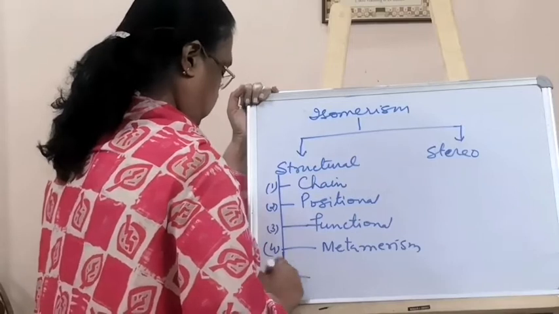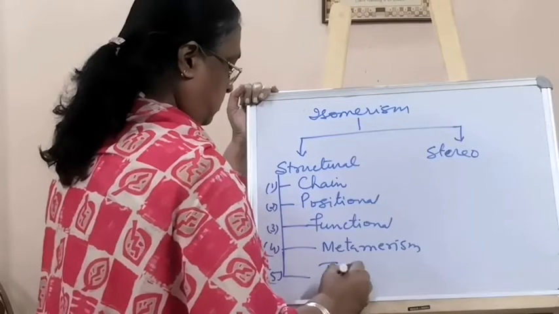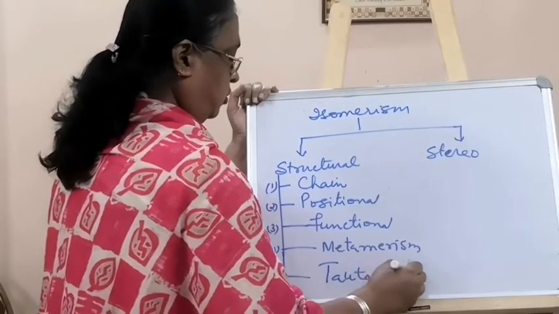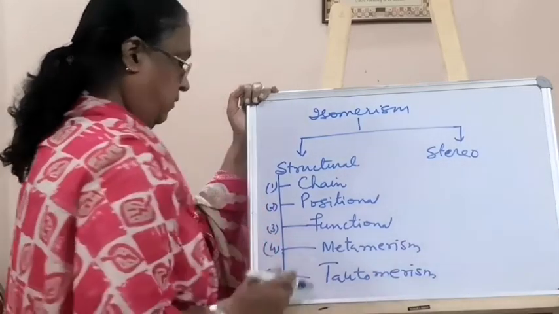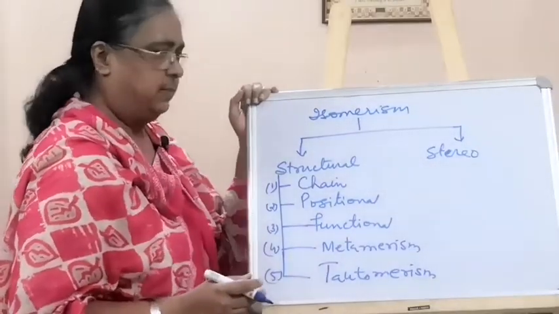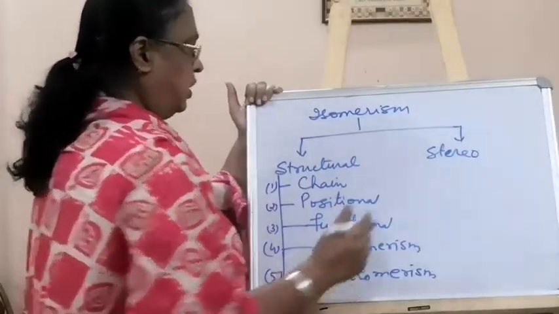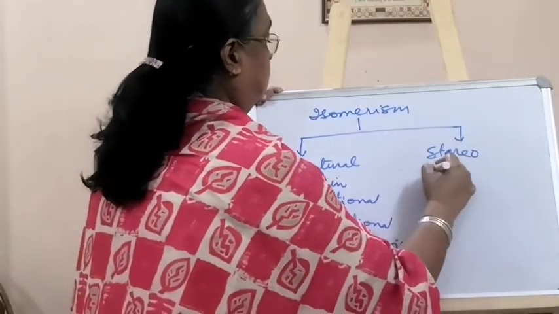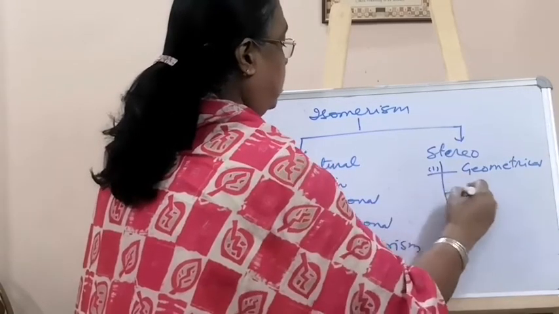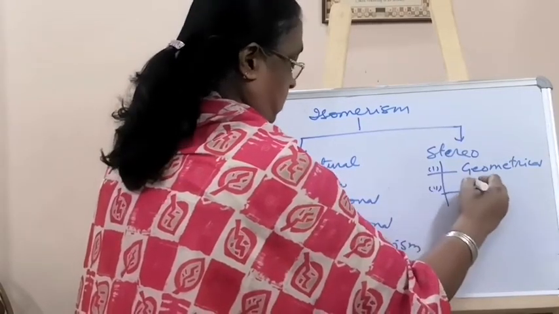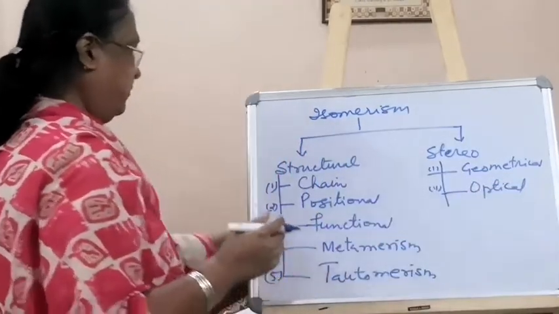And the fifth is isomerism. One more kind is given in the book, ring chain, but that is not mentioned in your syllabus. Only these 5. And stereo isomerism, 2 you have to do. First is geometrical, and the second is optical. So these kinds we will be doing.